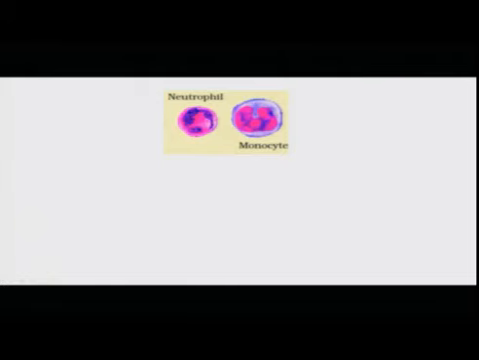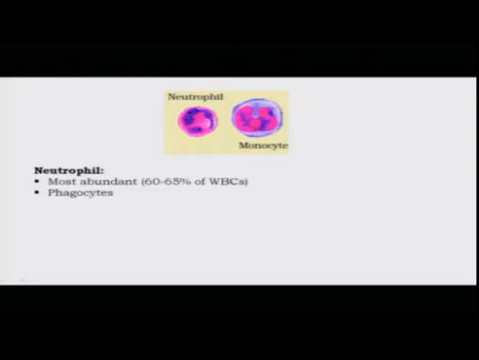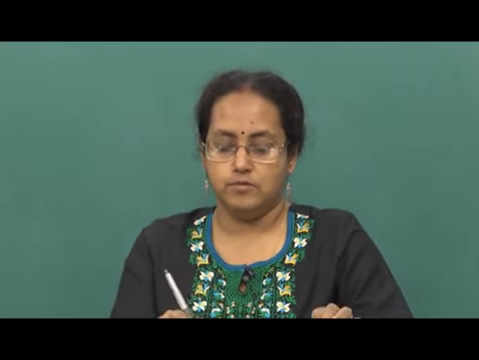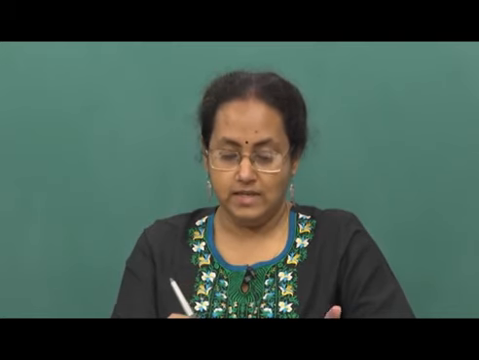So, let us look at the first two cell types, which are the neutrophils and the monocytes. The neutrophil is the first one that we are going to talk about. The neutrophil is the most abundant kind of WBC that is present. About 60 to 65% of the WBCs are neutrophils. And what do they do? They are known as phagocytes. Now, let me explain to you what phagocyte means. The word phagocyte comes from the word phage, which means eating, and cytes are of course cells. So, cells that eat are called phagocytes.